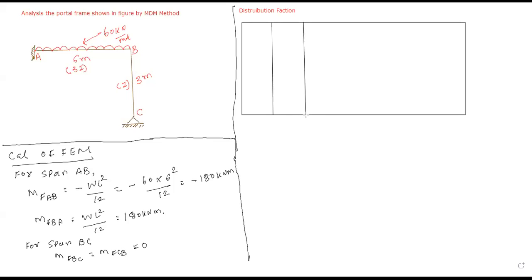I used a straightforward word. At all such junctions we will look at the distribution factor where there are a minimum of 2 members. Yes or no? I have already discussed this in the previous lecture. We will calculate the distribution factor at a joint where a minimum of 2 members are there. Yes or no? So I want such kind of answer from all of you.